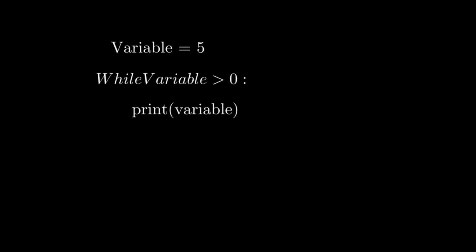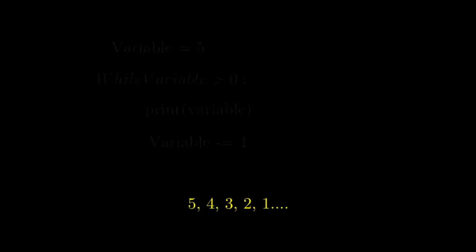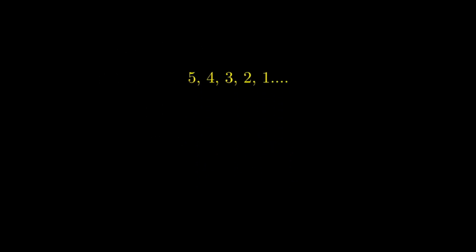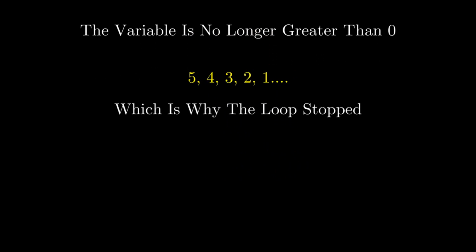and then variable minus equals 1. So every iteration takes one value off the variable. This would print values as such. But why not 0? Because while the variable is greater than 0, once the variable is no longer greater than 0, that means the while loop stops. That's why it only prints 1. We'll move on to a Python code example now.